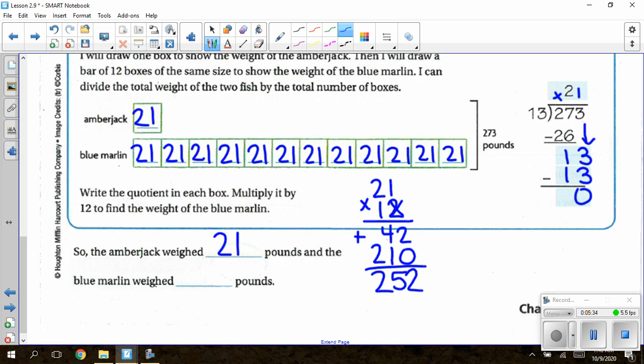So I just found that the blue marlin weighed 252 pounds. To check to make sure that I have the weight of both fish, I can add their two weights together. I can take the 252 pounds plus the 21 pounds, and I need to make sure that that equals the total weight of both fish combined. So when I add those together, that does give me my 273 pounds. So I should have the correct weight for both fish.